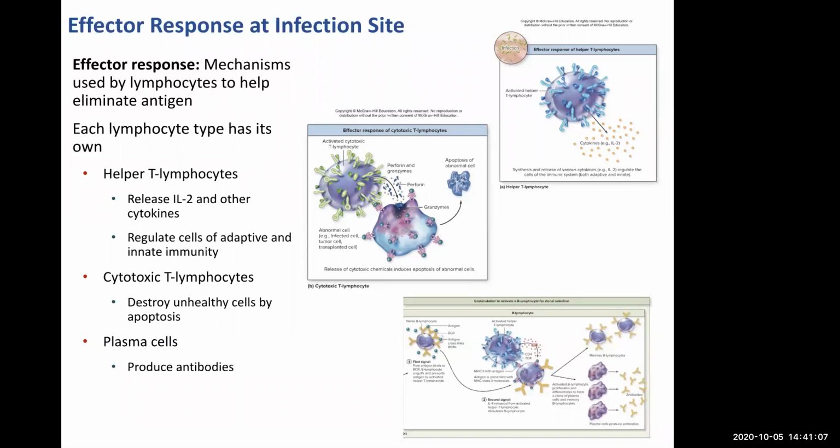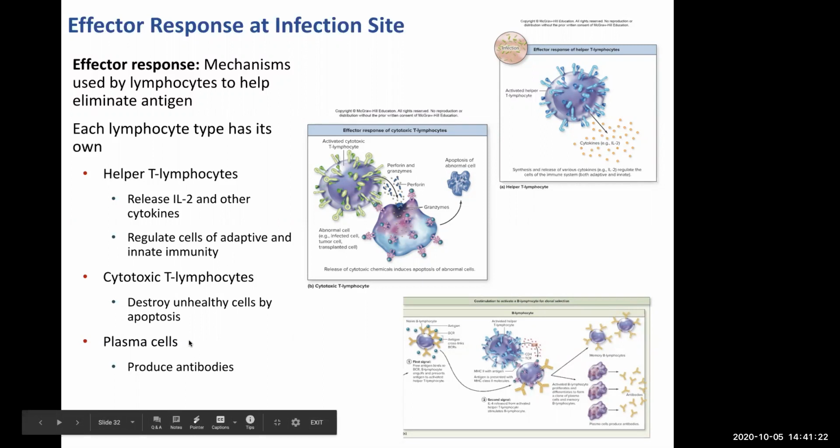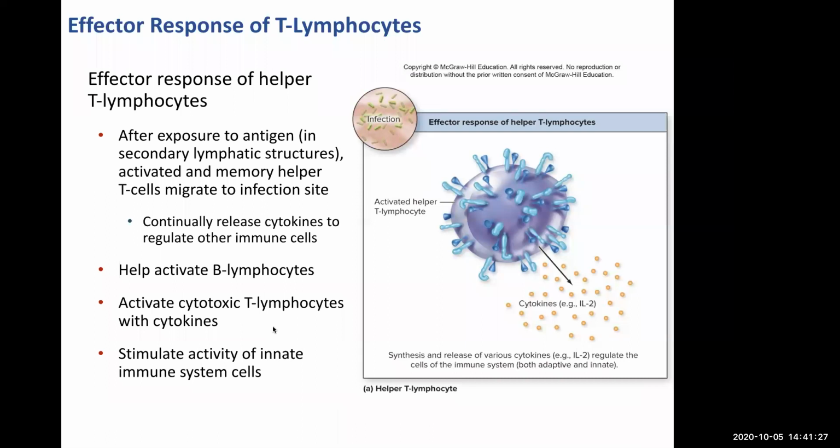And then cytotoxic T cells, unlike the T helper cells, do directly destroy the cells that they recognize as holding foreign antigen. And then of course, plasma cells are activated B cells that are just antibody making machines. Okay, I think I said everything I want to say on this slide. Again, helper T cells are called helper T cells because they help out the immune response. They help to activate all of the other immune cells that we have.